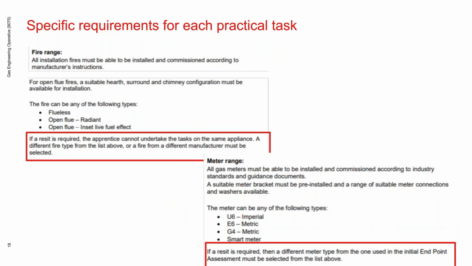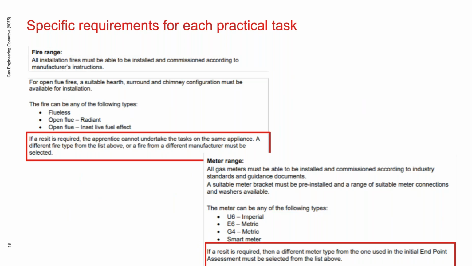Fire range, so we could have a flueless, an open flue radiant, or open flue inset live fuel effect. Again, if a reset is required, the apprentice cannot undertake the task on the same appliance. A different fire type from the list above, or a fire from a different manufacturer must be selected.